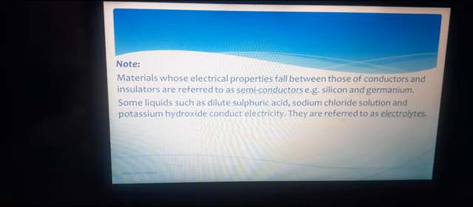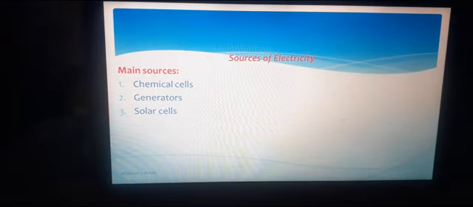Materials whose electrical property falls between those of a conductor and an insulator are referred to as semiconductors, e.g. silicon, germanium. Some liquids such as dilute sulfuric acid, sodium chloride solution, and potassium hydroxide conduct electricity. They are referred to as electrolytes. Thank you for the reasoning for this class.